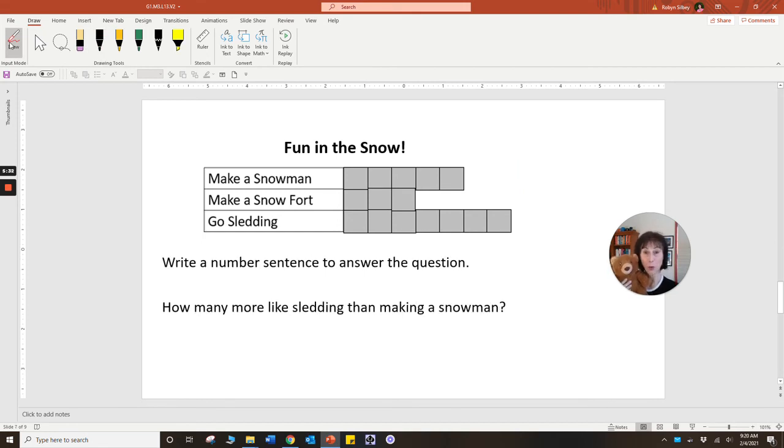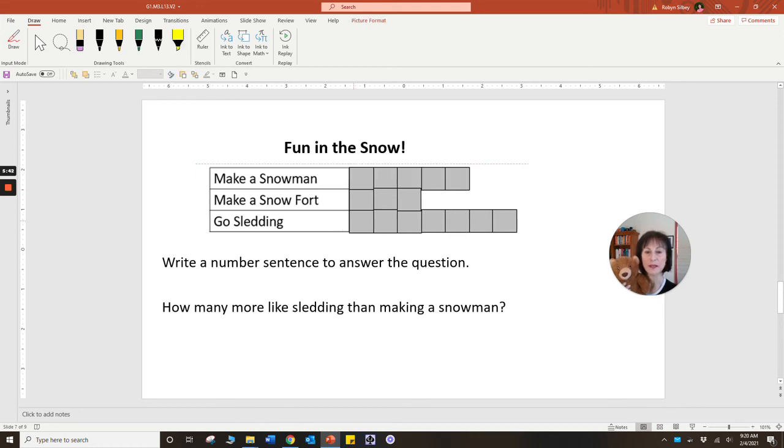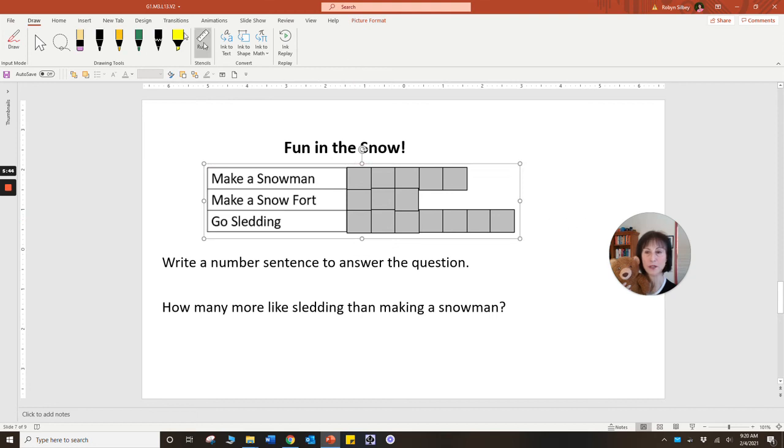How many more like sledding than making a snowman? So we're going to look at this row. How many people like sledding? And compare it with this row. How many people made a snowman? Please write a subtraction number sentence and press play when you're ready to check.